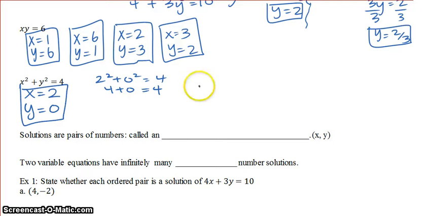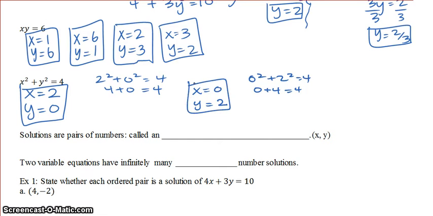We can kind of flip them around. We could say x equals 0, y equals 2, because that's going to be 0 squared plus 2 squared equals 4. So that's 0 plus 4 equals 4. So those are actually only 2 whole number answers, because again, what squared is 2? Not a whole number.